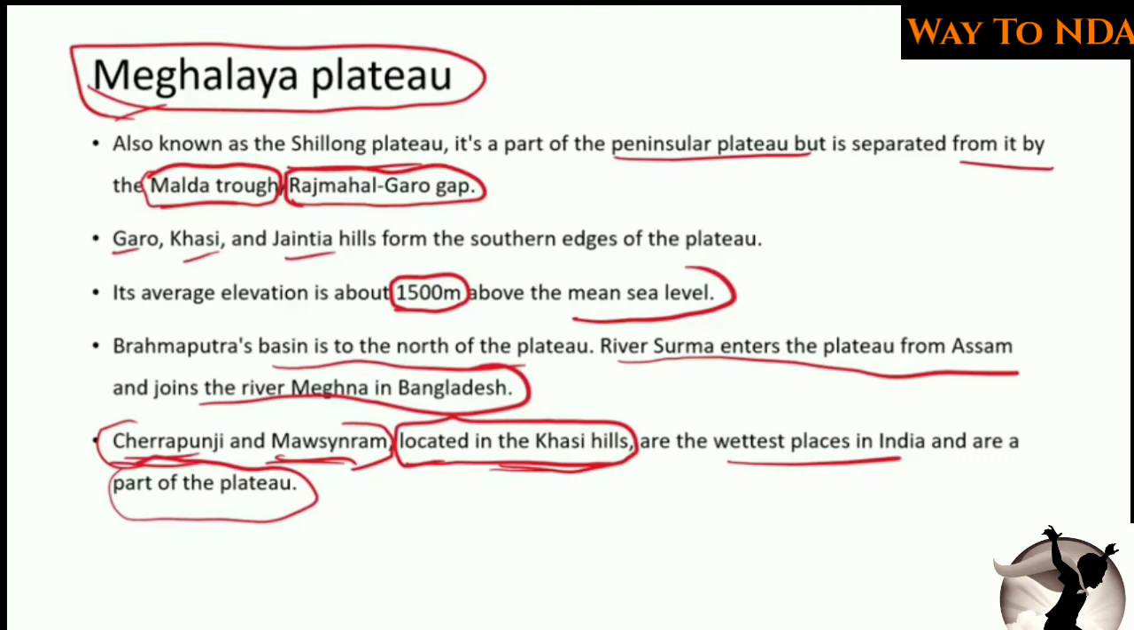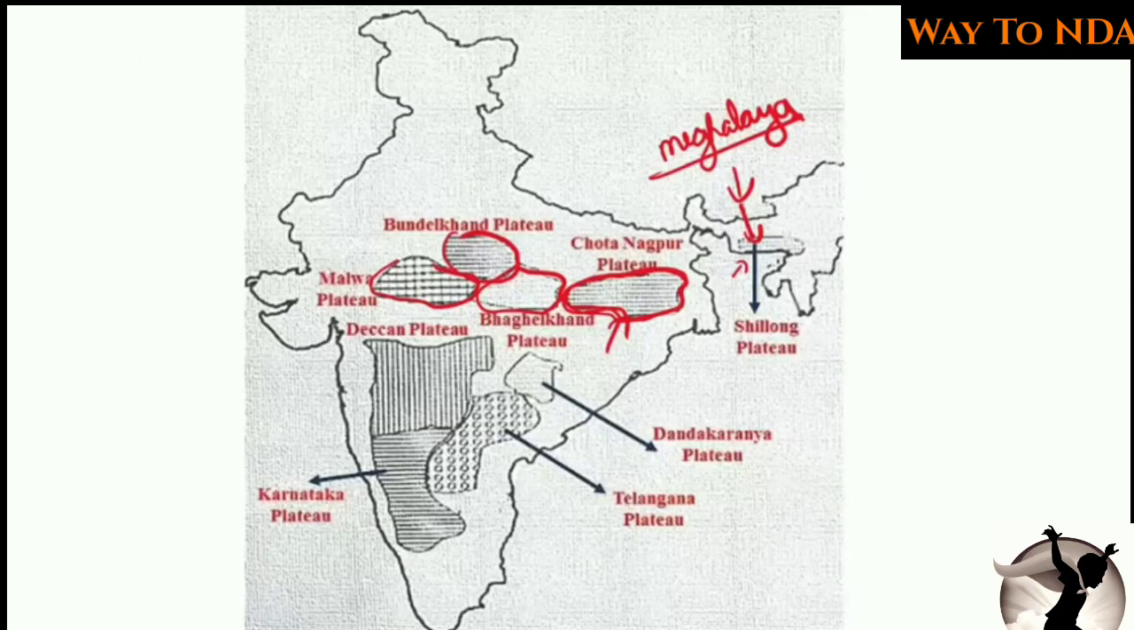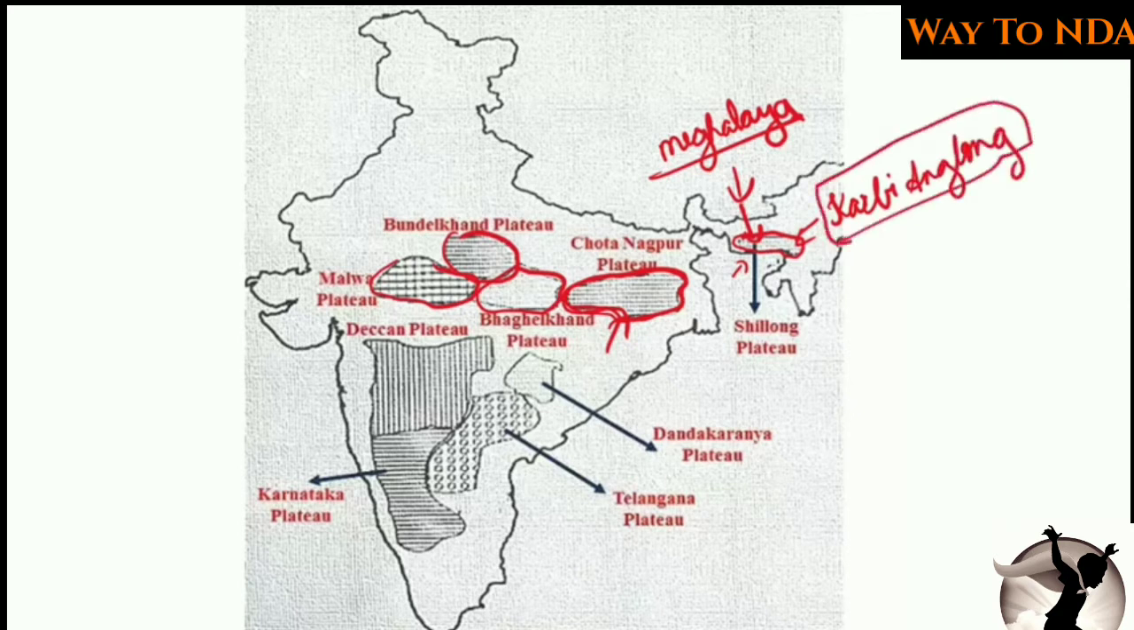So remember, the Meghalaya Plateau is also called the Shillong Plateau or the Karbi Anglong Plateau. It has three names. You may call it Meghalaya Plateau, Karbi Anglong Plateau, or Shillong Plateau. So these are the various names of the plateau in the Meghalaya region.